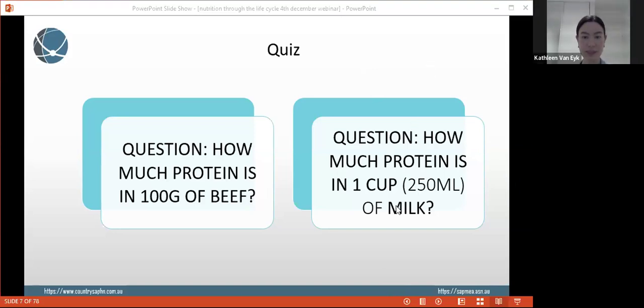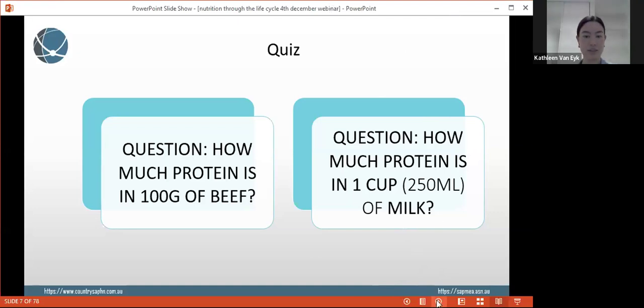We've got 50 grams. So we'll have a look at the answer, or answers. We've got one more: quarter palm. Should we have a look at the answer then?